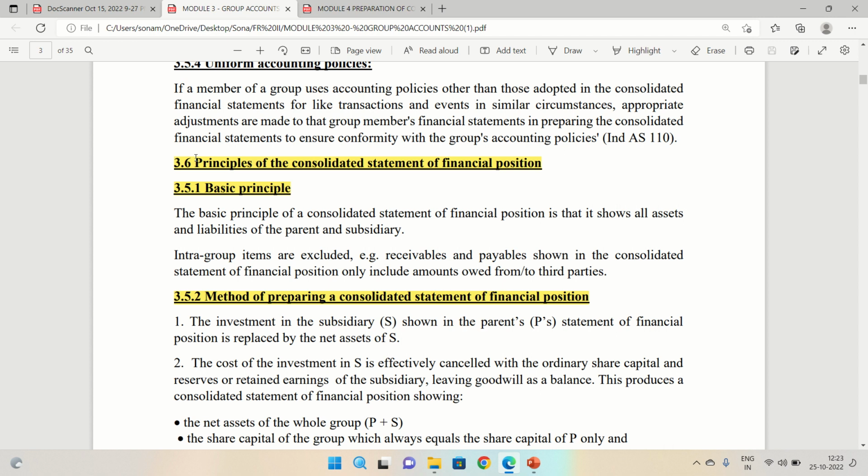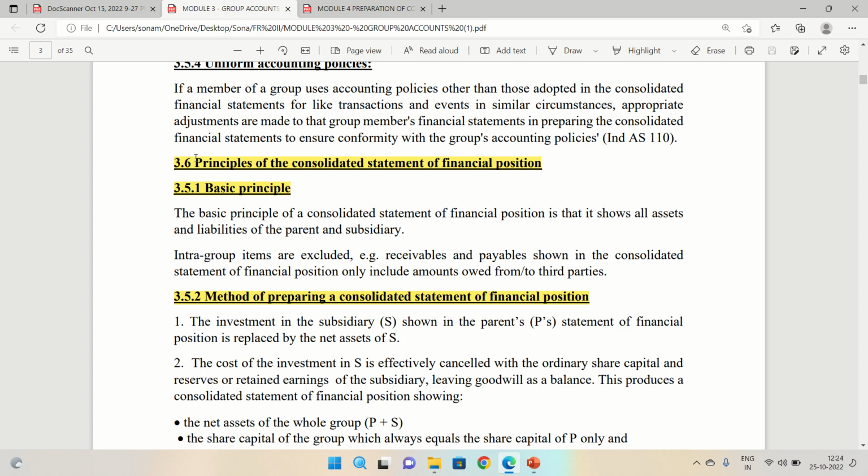So what is the principle of consolidated statement of financial position? The basic principle is that the consolidated statement of financial position shows all assets and liabilities of the subsidiary and the parent company. Okay, all the assets and liabilities of parent and subsidiary. But there are certain adjustments that we learn. So just keep in mind this consolidated statement of financial position must have all the assets and liabilities of the parent and subsidiary company.